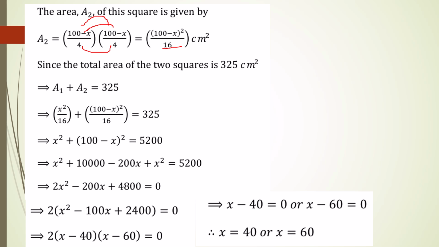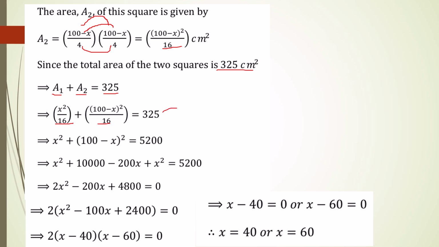So that's why you're saying 100 minus x squared, because there are two brackets multiplying each other. Now in the question we are told that the total of the area of the two squares is 325 centimeters squared. That means that if you add area 1 and area 2, you must get a total of 325. So we get area 1 and then we add it to area 2. Now remember that here the LCM is going to be what? It's going to be 16.